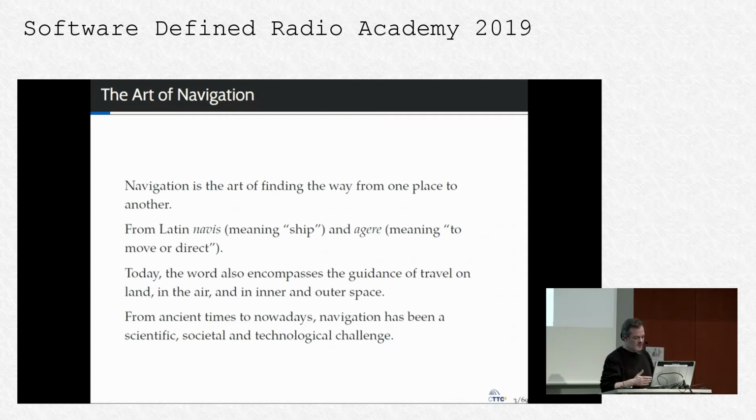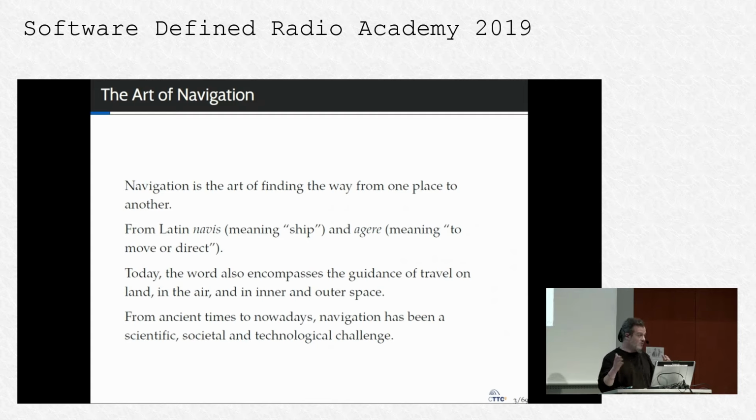First, we can talk about the art of navigation. We talk about navigation as the art of finding the way from one place to another. It comes from Latin navis, which means ship, and agere, which means to move or to direct. But today, this encompasses the guidance of travel on land, in the air, and in outer space. We will see that there has been an incredible evolution in technology related to how humans navigate.